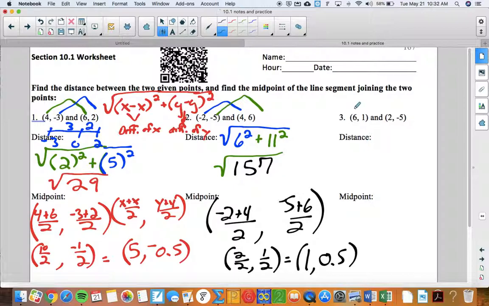Number 3, distance. So the square root of 8 squared plus the square root of 6 squared.